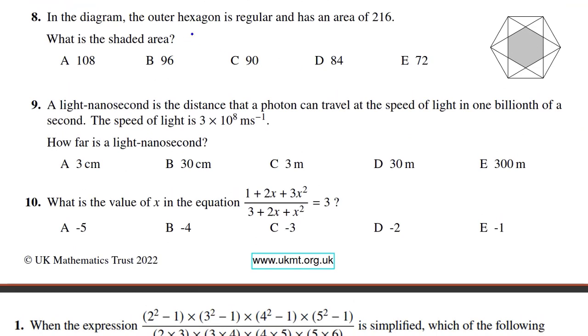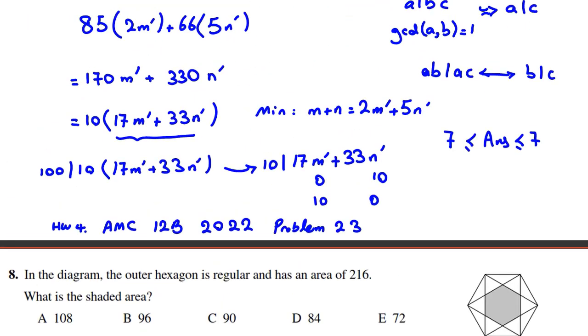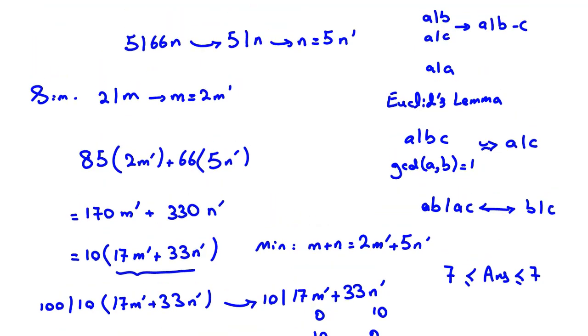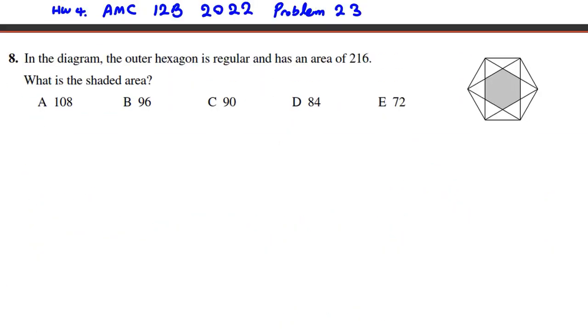In the diagram, the outer hexagon is regular and has area of 216. What is the shaded area? Okay, next idea here. How many ideas did we have? I5, I6. So in I6, all things about regular hexagon.